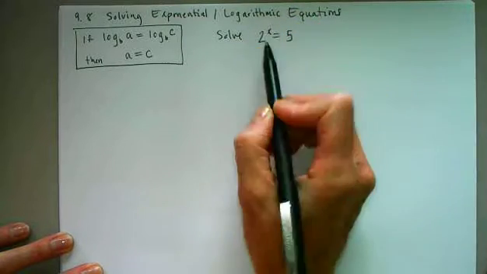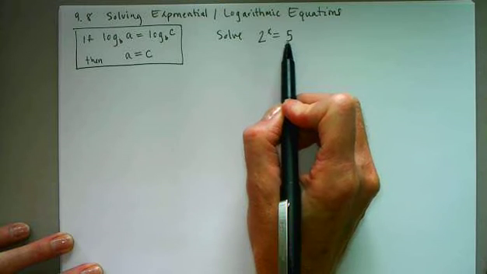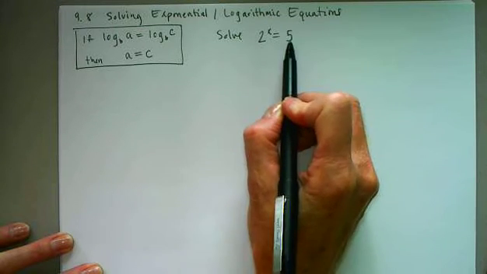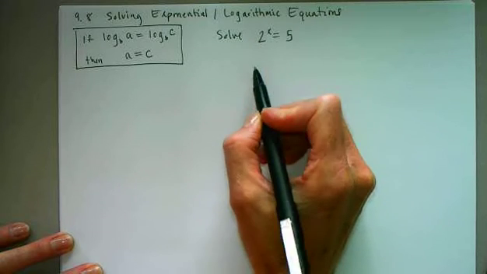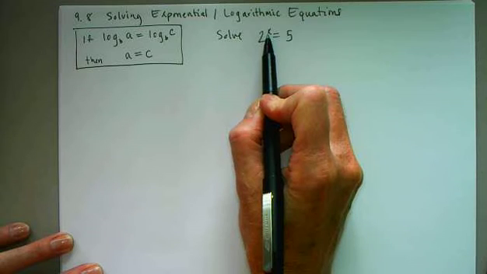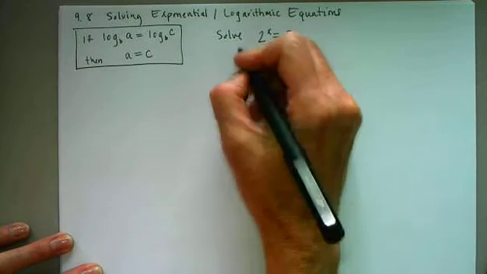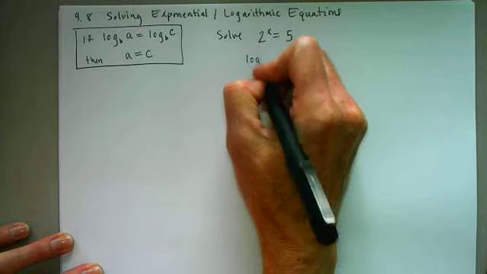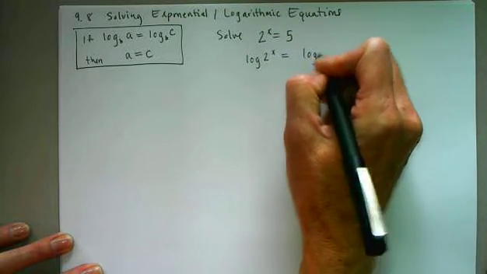Now before, we could make the bases the same and just drop them. Do you remember that? But there's no way to make 2 and 5 the same. Like, we can't change the exponent and make those equivalent. So what we have to do is find a way to get that variable out of the exponent. So guess what? That's exactly what logs are for. So I'm going to take the log of both sides. I'm going to take the log of 2 raised to the x and the log of 5.